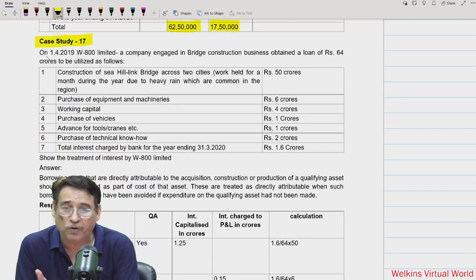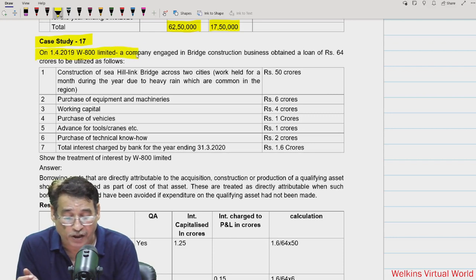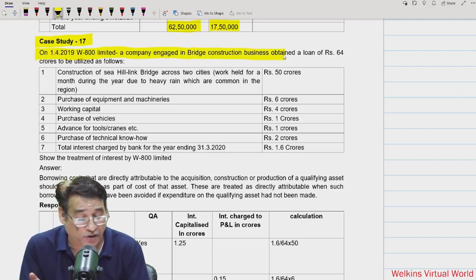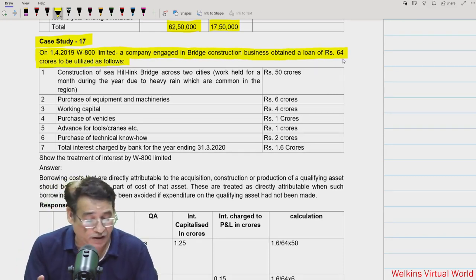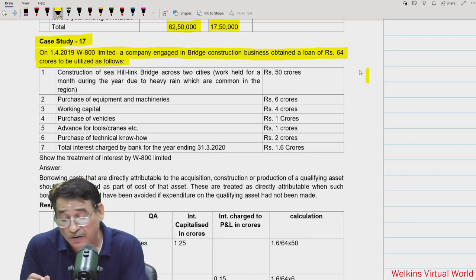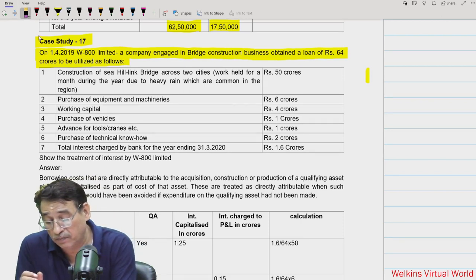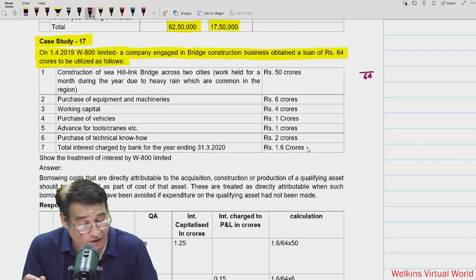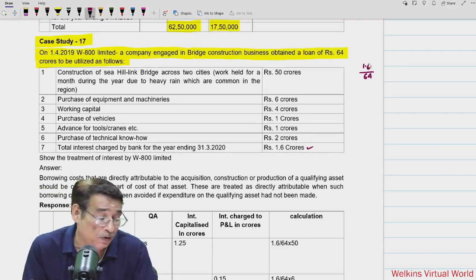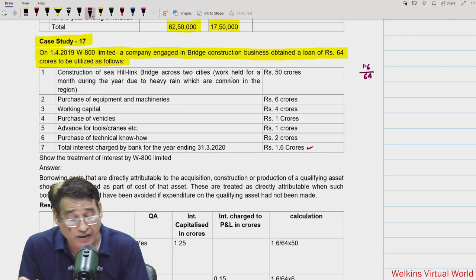Case study 17. It is given, similar to the last one, that on 1/4/2019, W800 Limited, which is engaged in bridge construction, obtained a loan of 64 crores to be utilized as follows. So this time we have taken a loan of 64 crores. And it is also given that on 64 crores, we are paying an interest of 1.6 crores. Further, it is given similar to the last question, construction of sea link bridge across two cities.